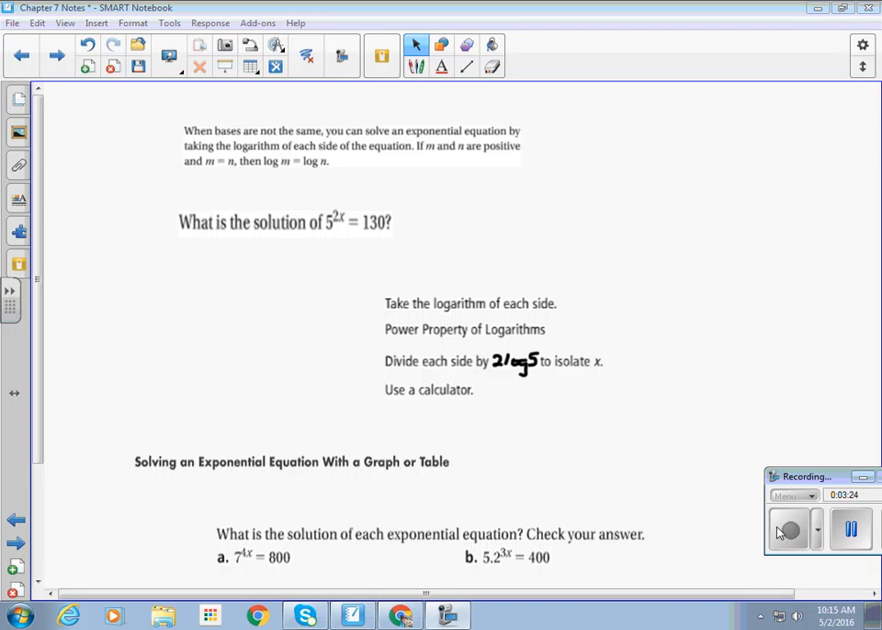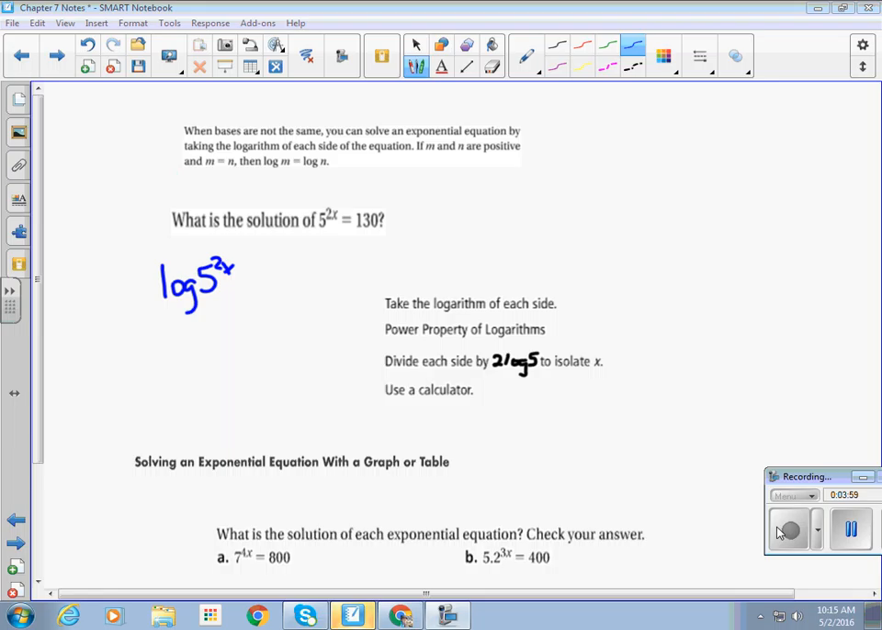All right, when bases are not the same, you can solve an exponential equation by taking the logarithm of each side. If m and n are positive and m equals n, then the log of m equals the log of n. So we're going to start with 5 to the 2x equals 130. We're going to take the logarithm of each side. So I'm going to go log 5 to the 2x equals log 130.